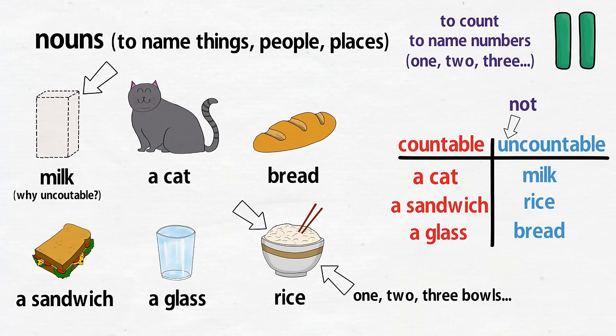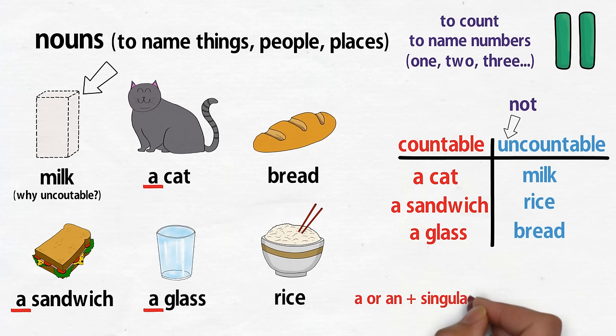Notice also that singular countable nouns have a or an in front of them. In this case, we only have a, because none of our countable nouns start with vowels. If you're not sure what I mean by that, click on the link in the description of this video, where you will see the detailed explanation.